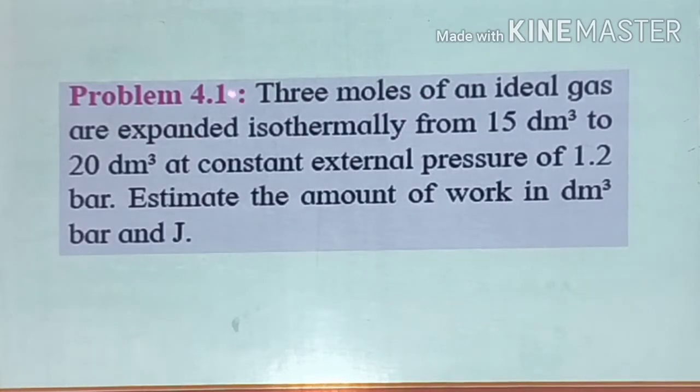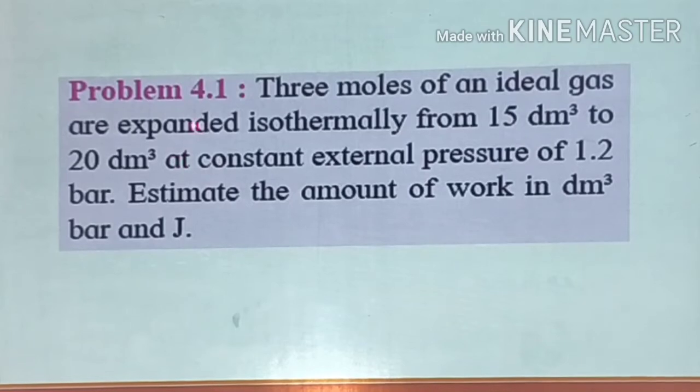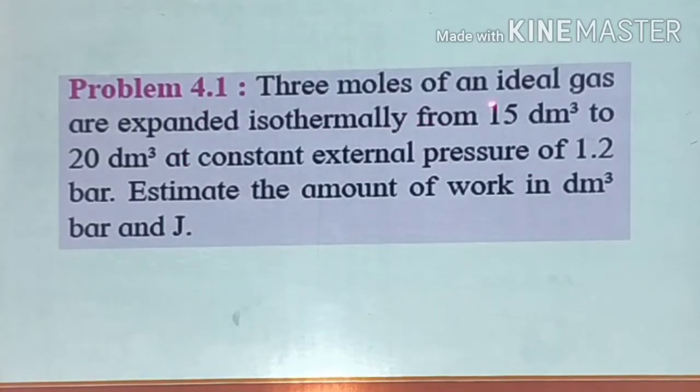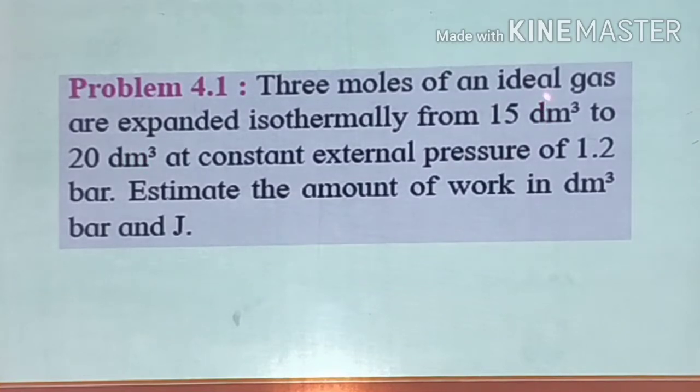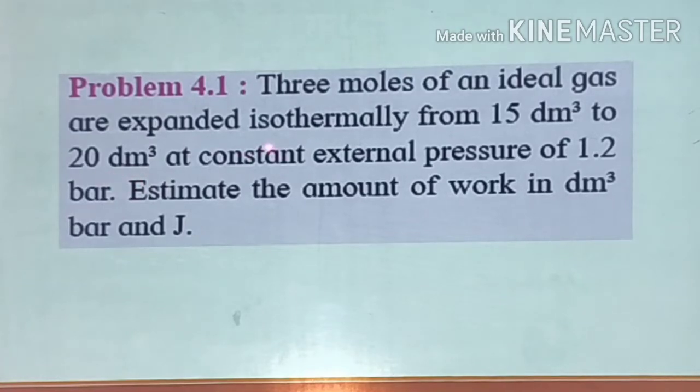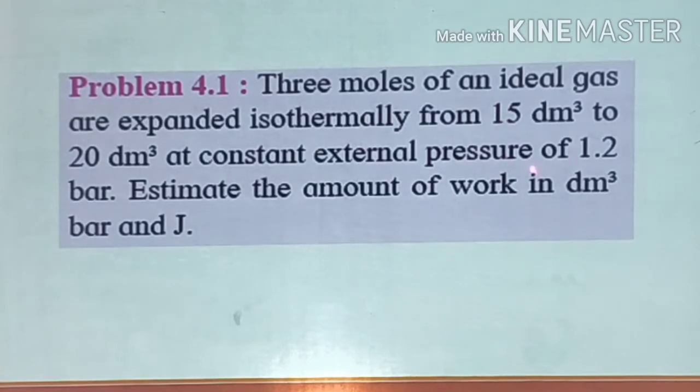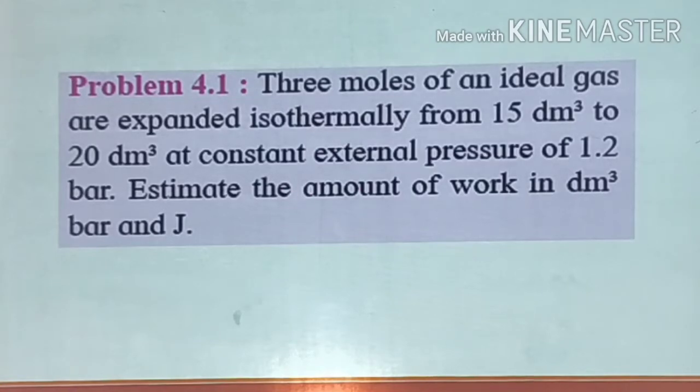Now the process carried out on the gas is expansion. So the final value of the amount of work that you will get will be negative. Please remember this well. The expansion is carried out from 15 dm cube to 20 dm cube. Means 15 dm cube is the initial volume and 20 dm cube is the final volume. Expansion is carried out against constant external pressure. So P external is 1.2 bar. First, you will calculate the amount of work in dm cube bar and then convert that work into joules.